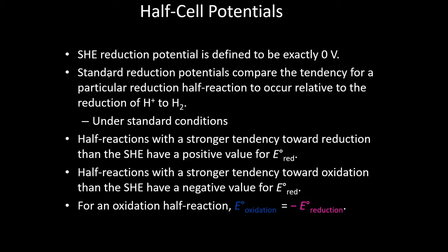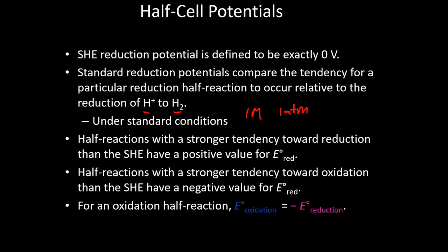So this is kind of reiterating some of what I just said, but the standard hydrogen electrode reduction potential is defined to be exactly 0. Standard reduction potential compares the tendency for a particular reduction half reaction to occur relative to the reduction of H+ into H2, because that is the direction the reaction goes in when it's being reduced. This is under standard conditions: 1 molar, 1 atmosphere. Mainly, we have 1 atmosphere of H2 and 1 molar H+ in solution. That's the main thing we're concerned with.